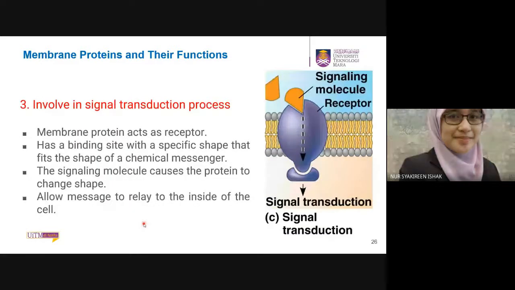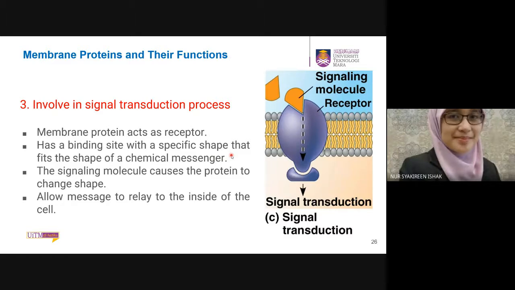Okay, so the next one, the third one, is that the protein can function in signal transduction process. It says here the membrane protein acts as a receptor. Why does it act as a receptor? Because it has a specific binding site for the signaling molecule to bind to. It has a binding site with a specific shape that fits the shape of a chemical messenger. The chemical messenger or signaling molecule in this case, for example, is the protein.